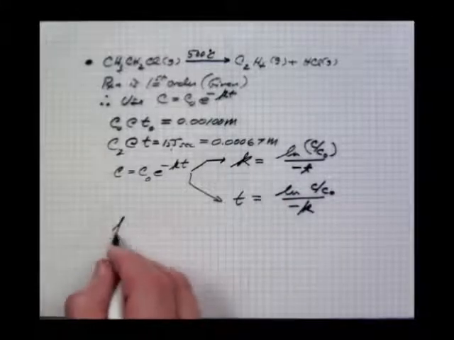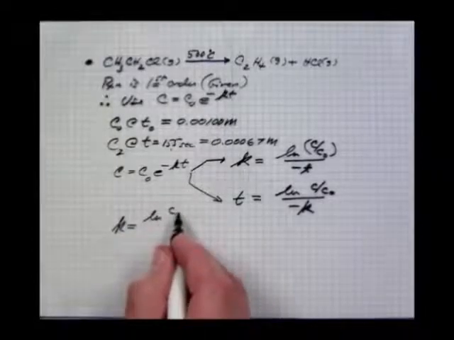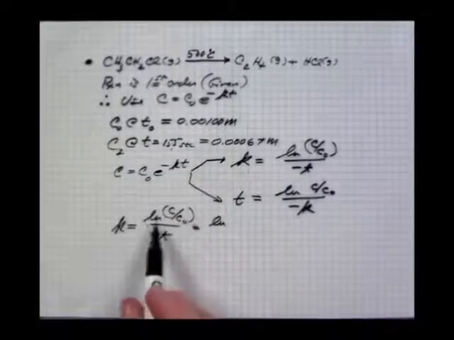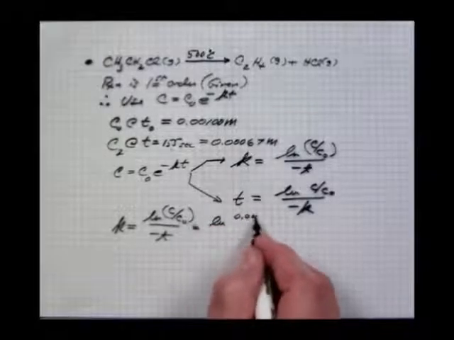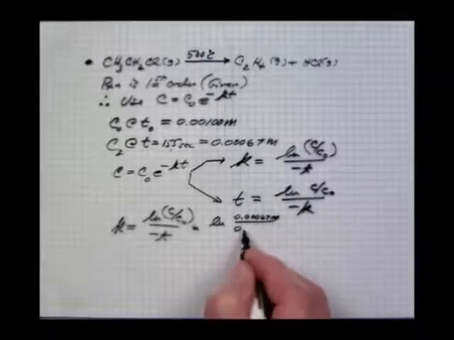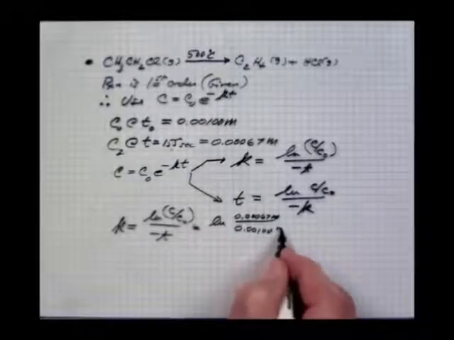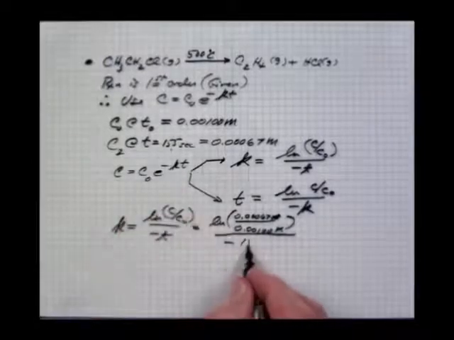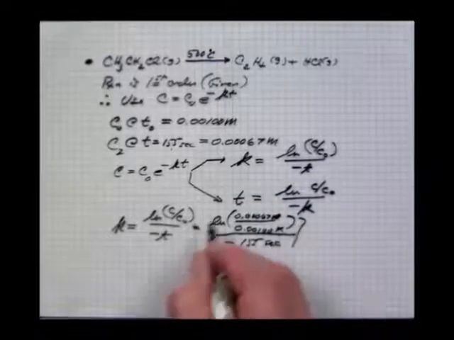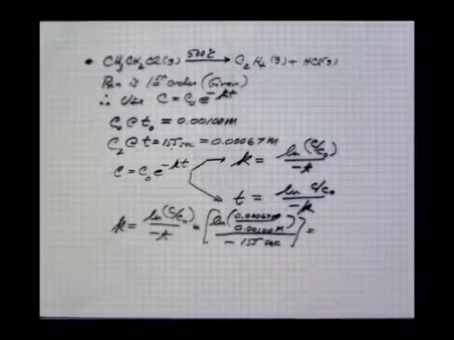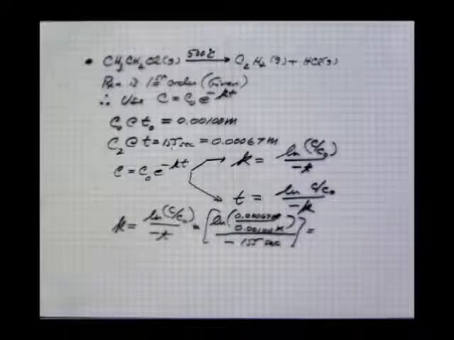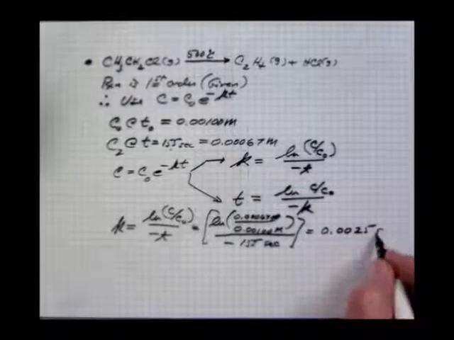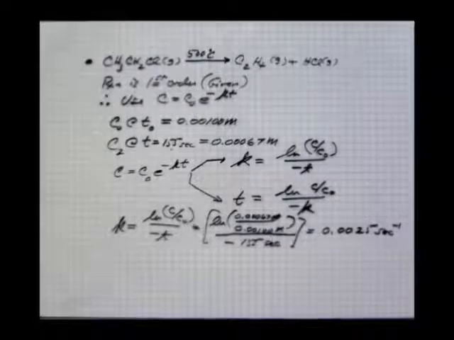So using K equal ln of C over C sub O, over minus T, we have ln of 0.00067 molar over 0.00100 molar, molars drop out, divided by a time factor of 155 seconds. We obtain a K value of 0.0025 seconds to the minus 1.